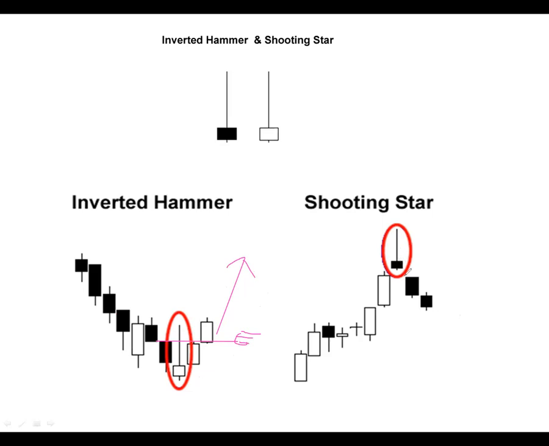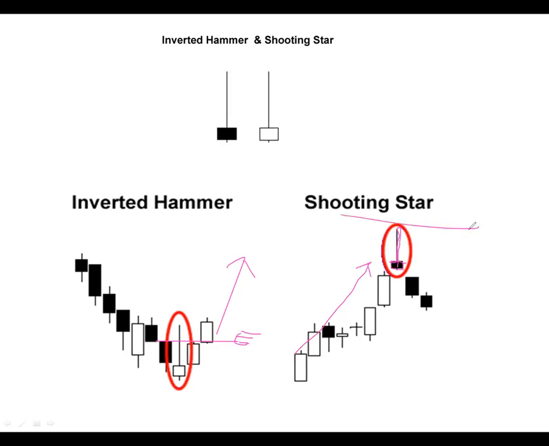The opposite is this one. Look at the shooting star. This trend is an uptrend. And then, yes, the buyers took the trade further up, but they couldn't hold on to that pressure. The sellers came in, drove the price back down, and then they closed it in their own favor. The sellers closed it in their favor.